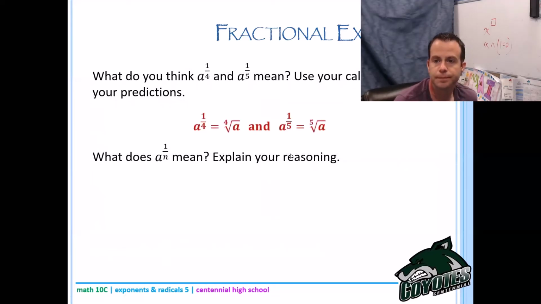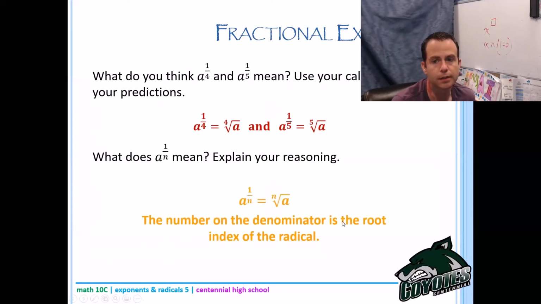So what does a to the 1/n mean? What we're trying to show you here is when you have a fractional exponent, the denominator of the fraction becomes your root index. The denominator becomes the root index of the radical.